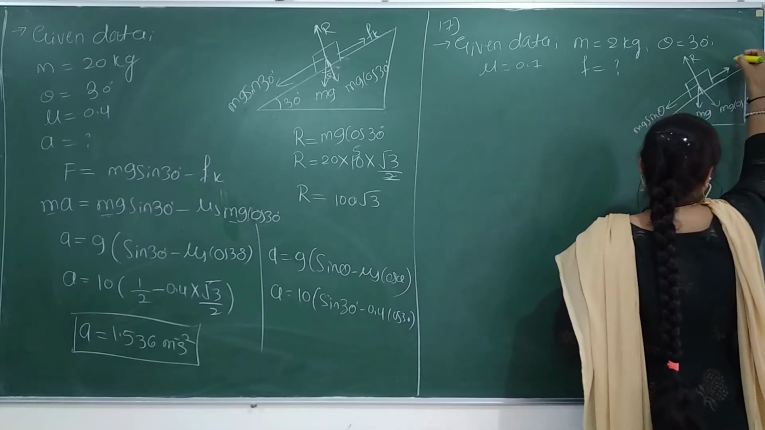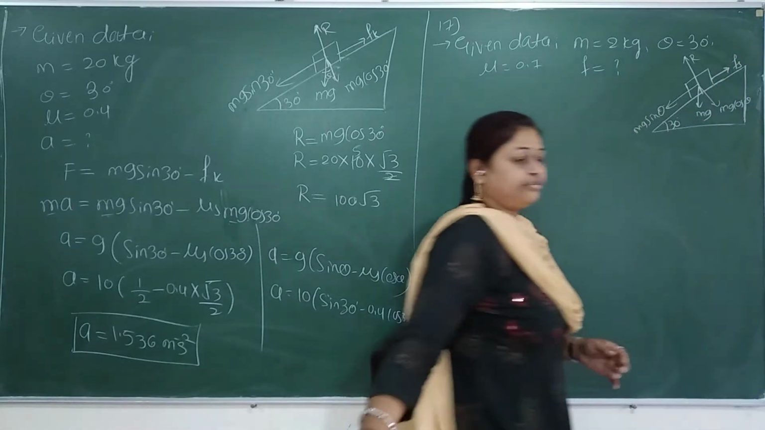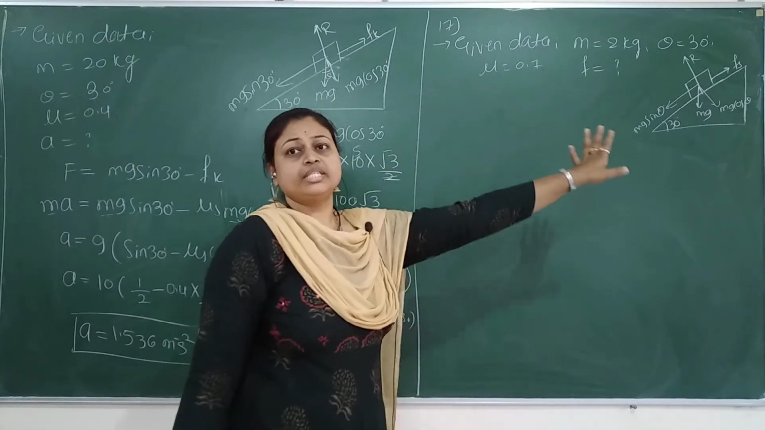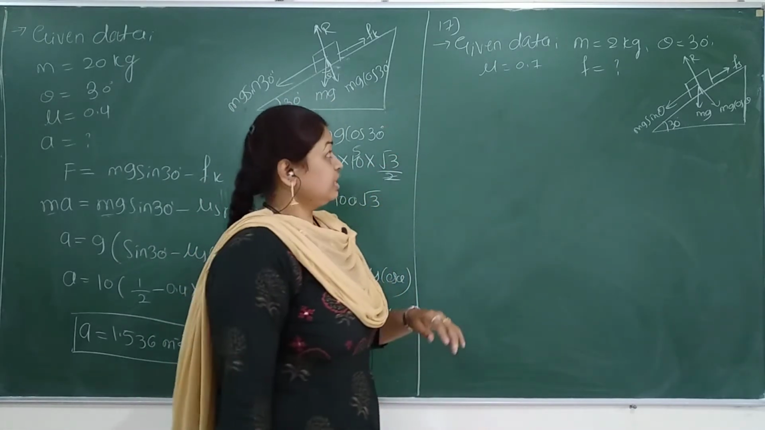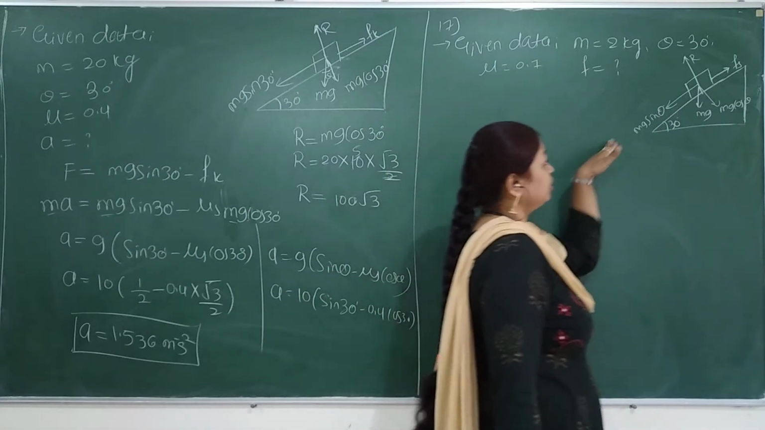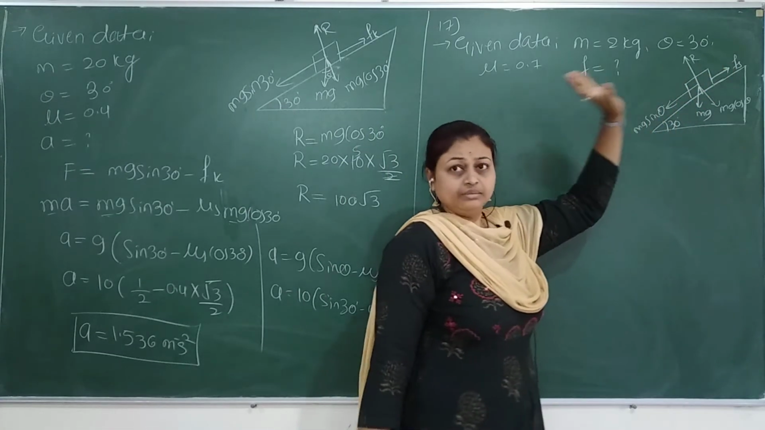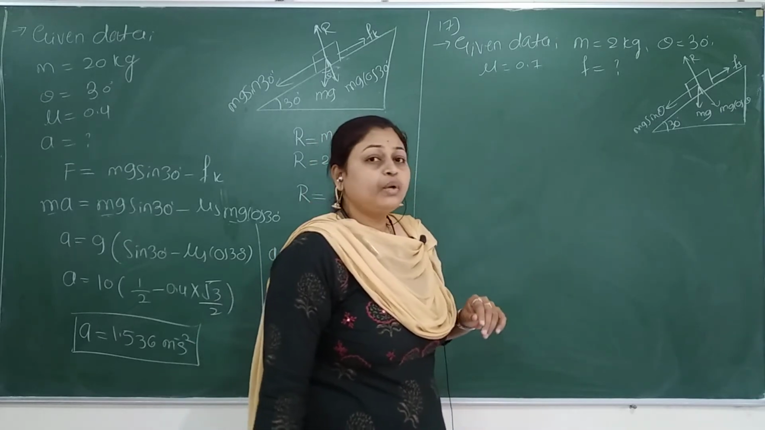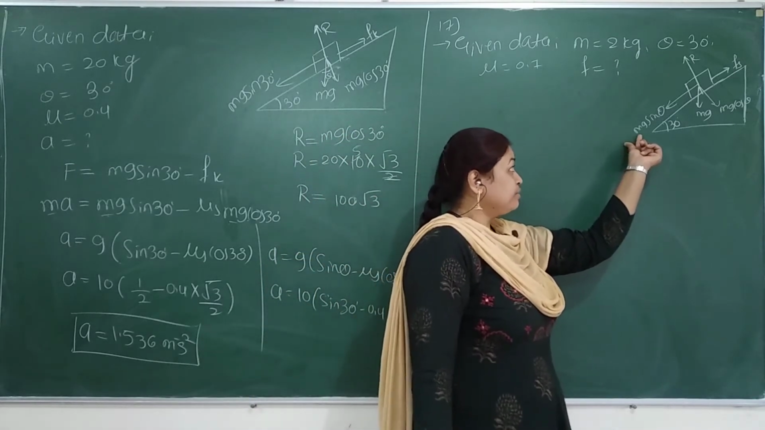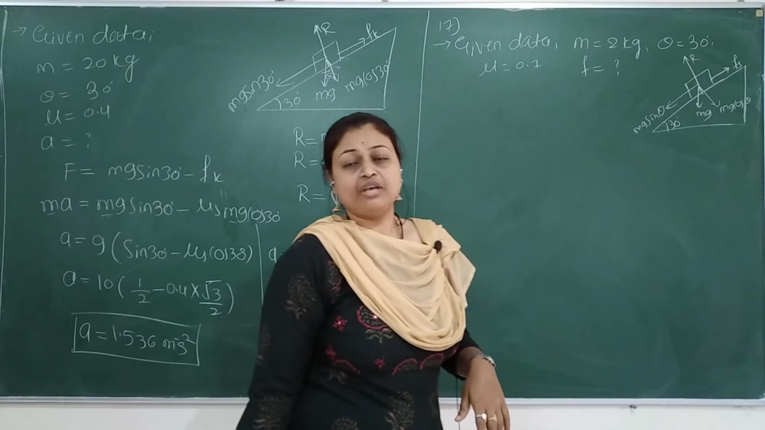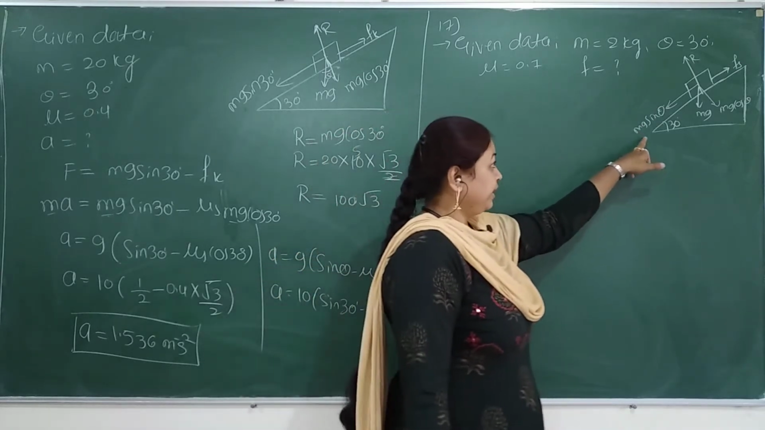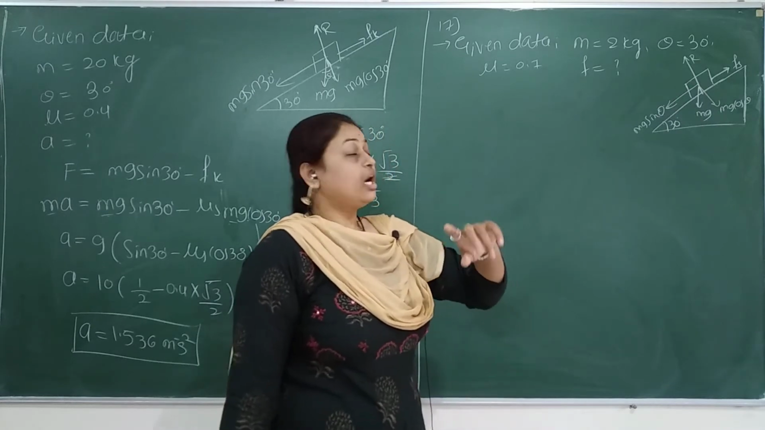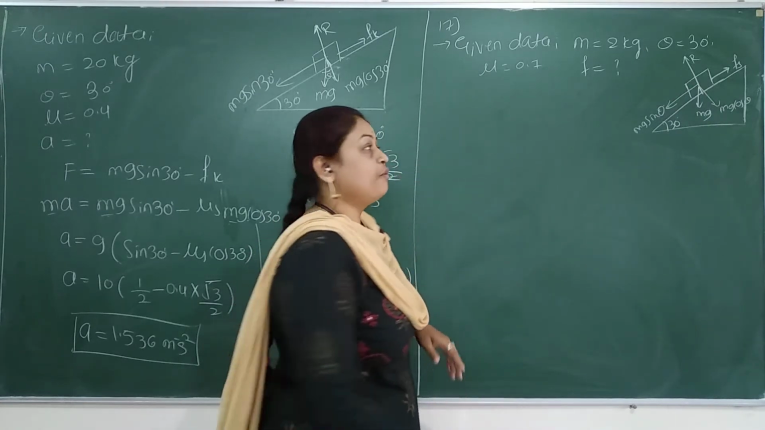We have to calculate the frictional force Fs. Why is it Fs? Because the block is at rest. Now see, they are asking for the frictional force, so we only look at the forces acting along the plane. One is the component mg sin theta, which equals Fs. The component mg sin theta balances with the frictional force Fs, and you have to calculate Fs. How much is it?